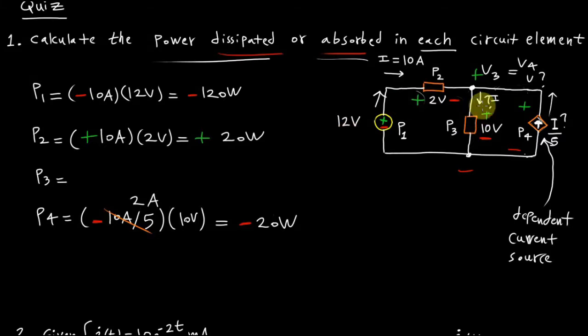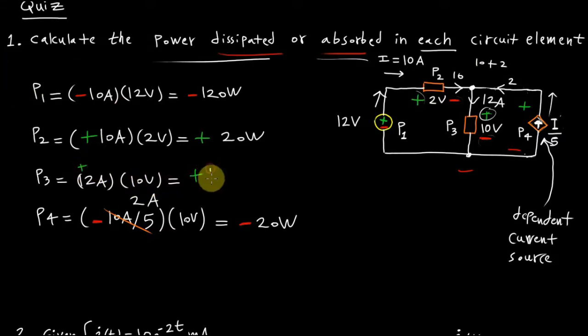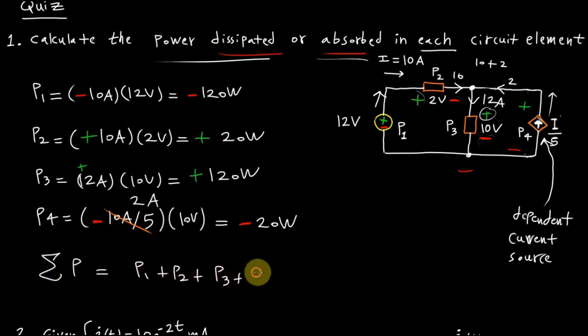Then we can see 10 amps from the left to the middle node, and then 2 amps from the right to the middle node. That gives us a sum of 12 amps flowing down through the element given by P3. So P3 will be positive 12 amps since it's going from the plus to minus. So that's going to be 120 watts. We should check that this meets the criterion for conservation of energy. Writing all these terms out, we get negative 120 watts plus 20 watts plus 120 watts minus 20 watts. So the sum is indeed 0, and we see that energy is conserved.